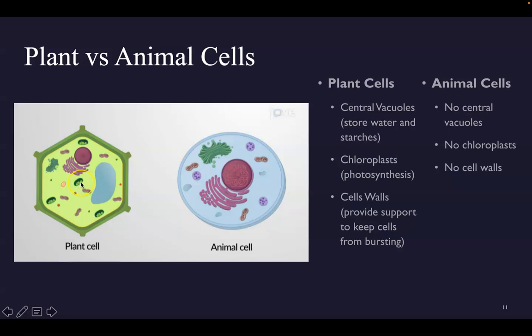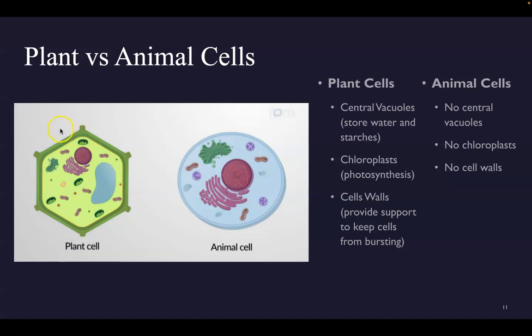Also, plant cells have chloroplasts. Animal cells do not. Chloroplasts are useful for photosynthesis. So all of our photosynthetic processes are happening inside the chloroplasts. It's worth noting that some bacteria and algae that are photosynthetic also have chloroplasts, but not animal cells.